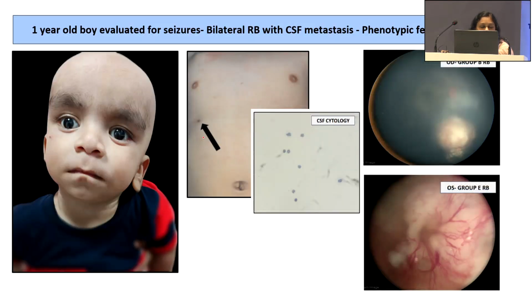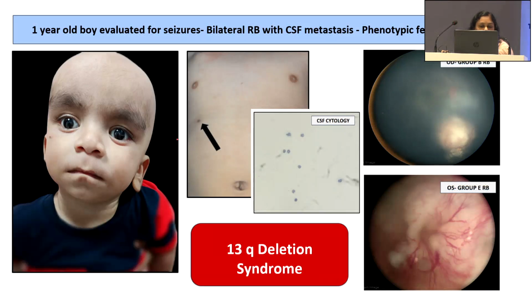So on this note, let's talk about this 1-year-old child who was diagnosed to have bilateral retinoblastoma with CSF metastasis. Importantly, you can see he has typical facial features and a supernumerary nipple. He also had coarse hands and feet. So with this, we sent for a genetic analysis which revealed the diagnosis of 13q deletion syndrome.